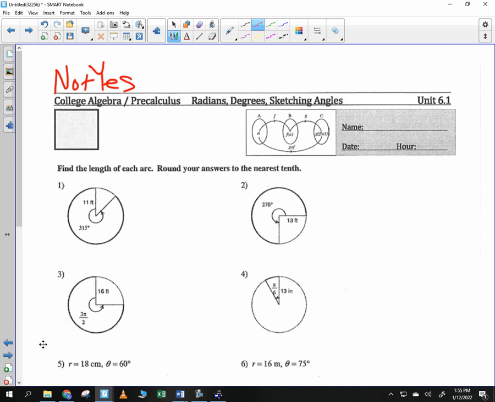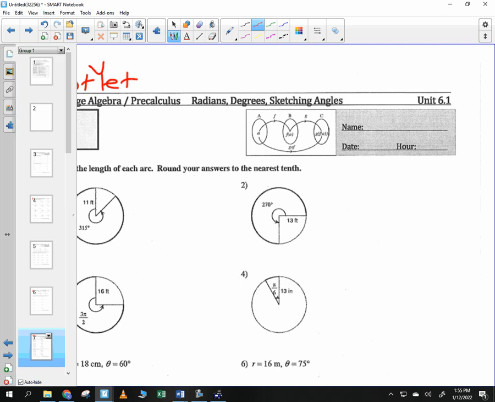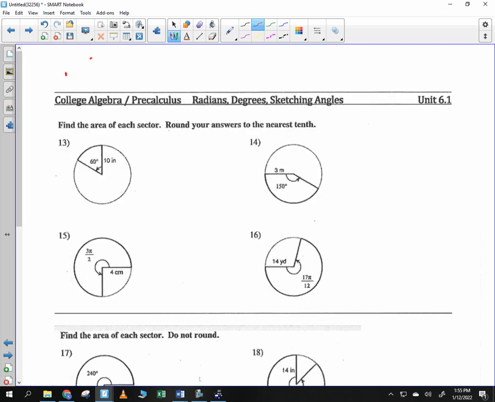Okay, this one I didn't title it correctly. This is going to be arc length and sector length. Okay, we'll get to that later, but this one is not yet. Not yet. And same with the back side. We are not yet ready for this.